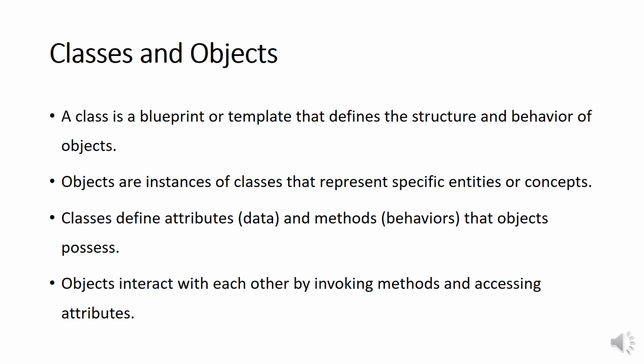I would like us to look at another fundamental part of object-oriented programming, which is classes and objects. What is a class? A class is a blueprint or template that defines the structure and behavior of an object. Objects are instances of classes that represent specific entities or concepts.